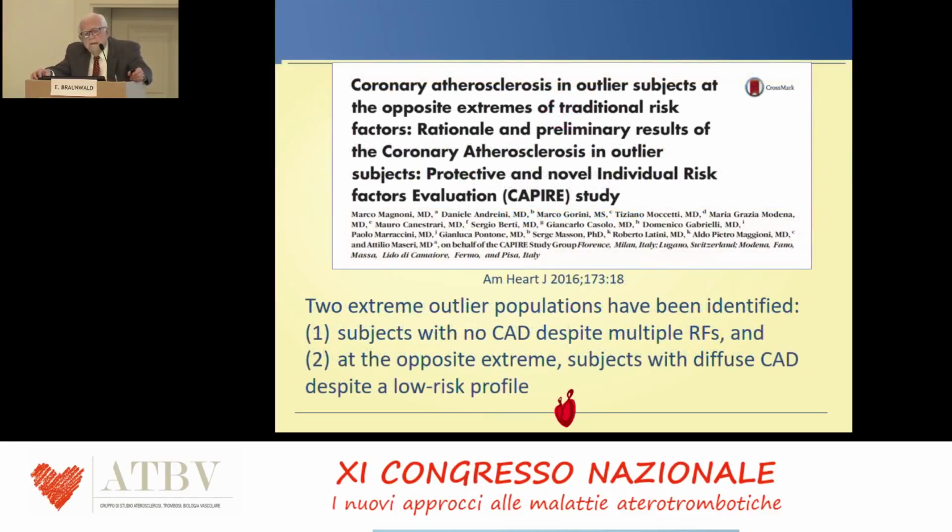He has discussed with me many times a very interesting theory. He points out the fact that there are two outlier populations that we need to learn much more about in coronary artery disease. In this recent paper published just this year, he has shown that there are extreme outliers. On the one hand, we see patients who have no coronary artery disease despite multiple risk factors, and there are many patients like that. At the opposite end, there are patients who have diffuse coronary artery disease despite a low risk factor profile.